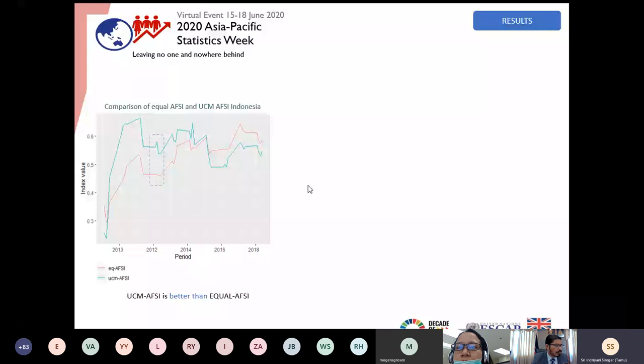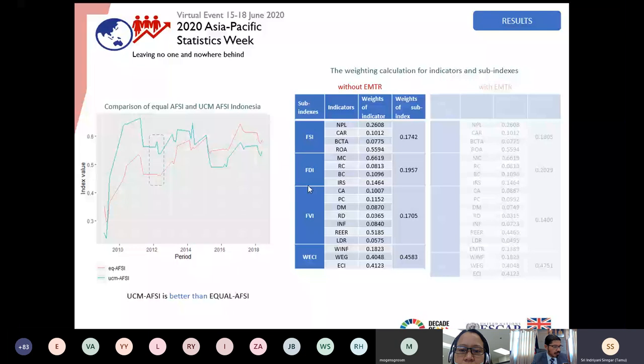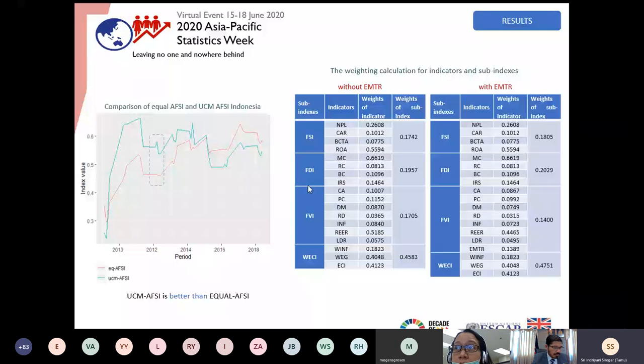It can be seen that the highest weight value in the financial soundness index is return on asset. In the financial development index it is market capitalization over GDP. In the financial vulnerability index it is real exchange rate growth. And in the world economic climate index it is economic climate index. Overall, the indicator that has the highest weighting among all dimensions is market capitalization over GDP, and the World Economic Climate Index is the dimension that has the highest weight.